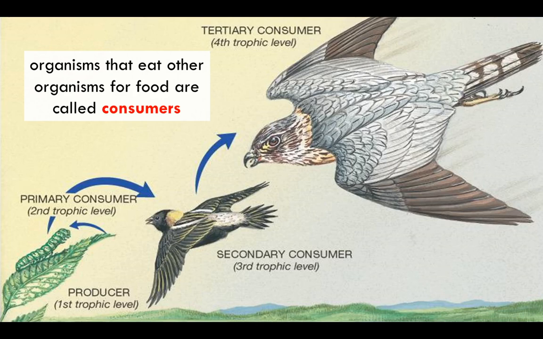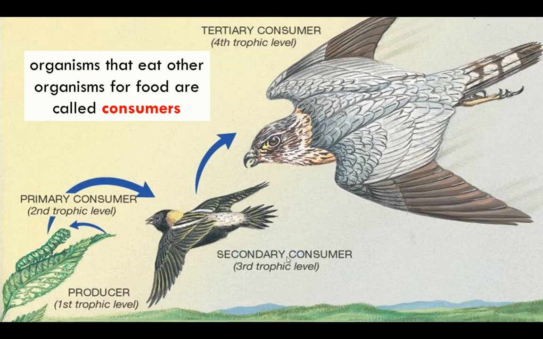Other organisms eat other organisms for food. Okay, so if we start here at the bottom, here's our leaf. This is a producer. The caterpillar that eats the leaf is called a consumer. Okay, and consumer means to consume, right? Consumers can be classified as primary consumers if they eat producers. They can be classified as secondary consumers if they eat primary consumers, and they can be classified as tertiary consumers if they eat secondary consumers.